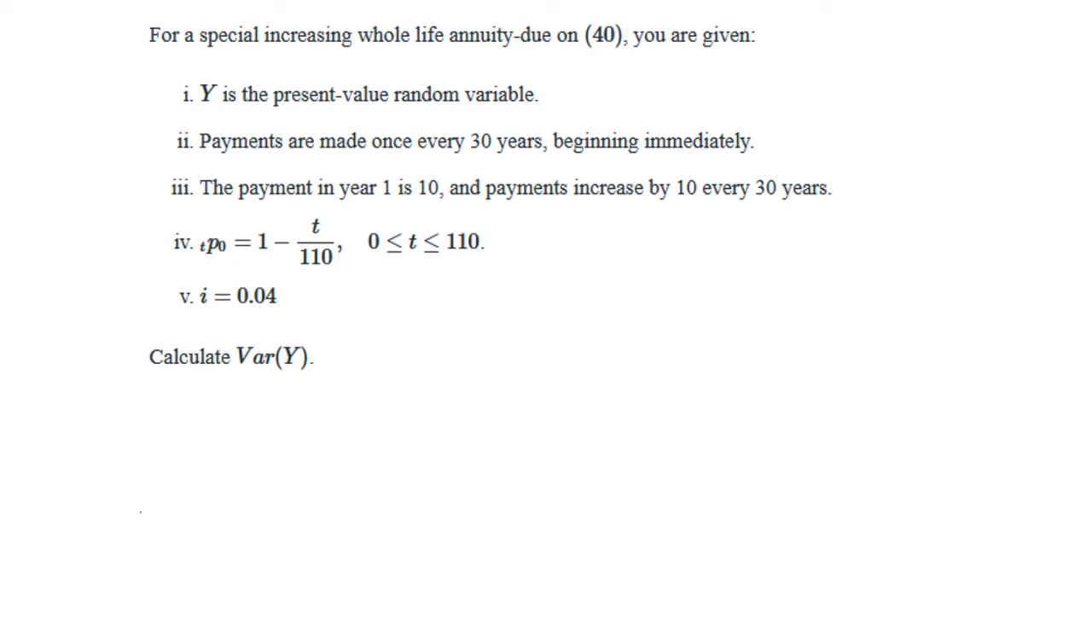We're given a special increasing whole life annuity due on age 40. Y is a present value random variable. Payments are made once every 30 years, beginning immediately. Payment year 1 is 10, and payments increase by 10 every 30 years. We're given UDD with W equals 110, so that is the maximum age the person will live up to. And we're also given 4% interest, and we want to calculate the variance of Y.